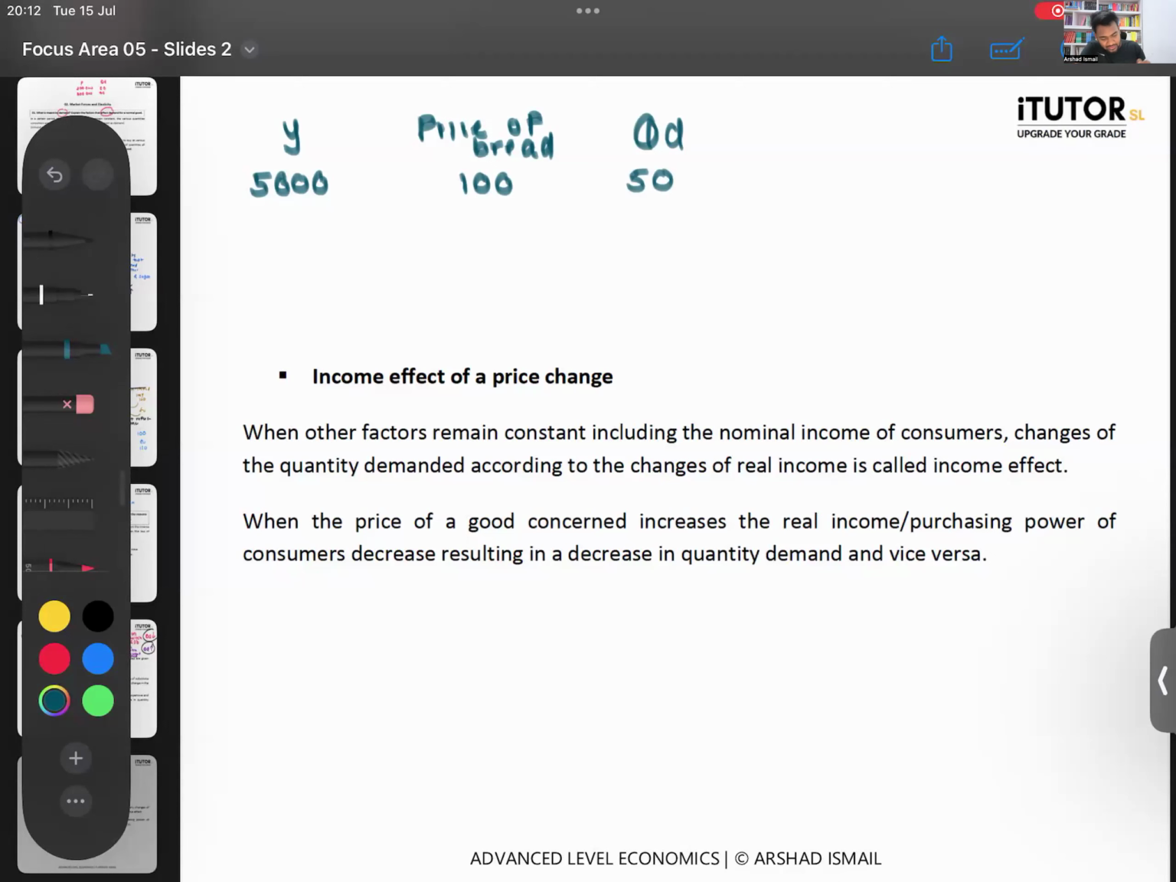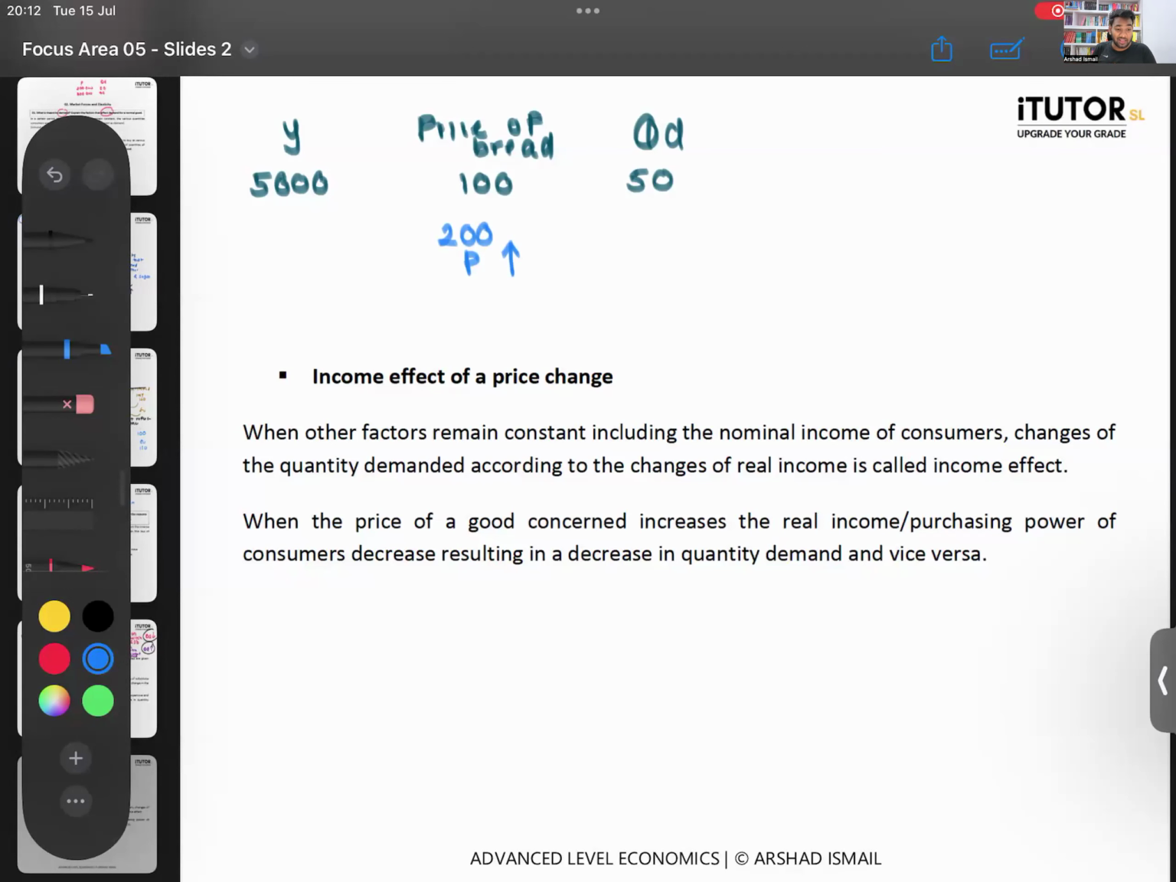Now, let's say the price of bread increased. My income did not change. I am still earning 5,000. But now the price of bread increased. Now what happens? Think and tell me, with my 5,000, can I buy the same amount of bread as before?